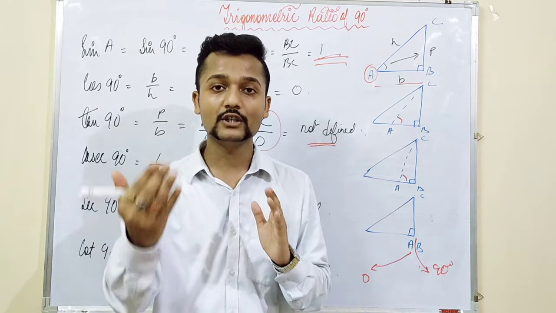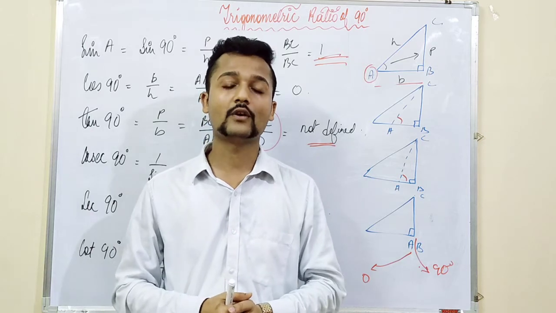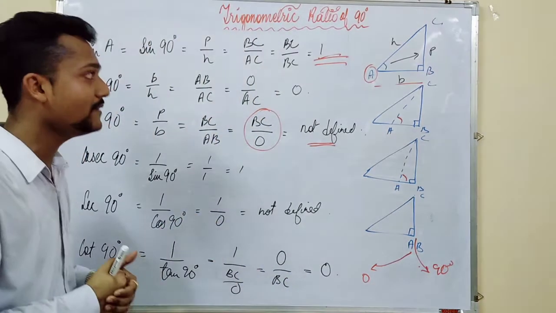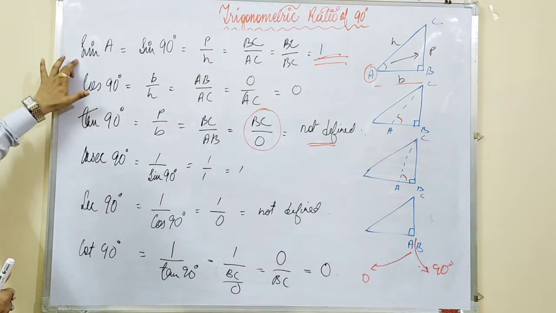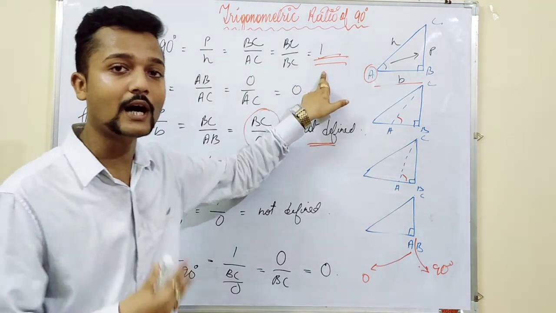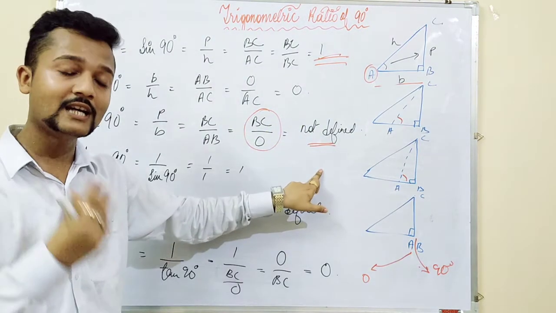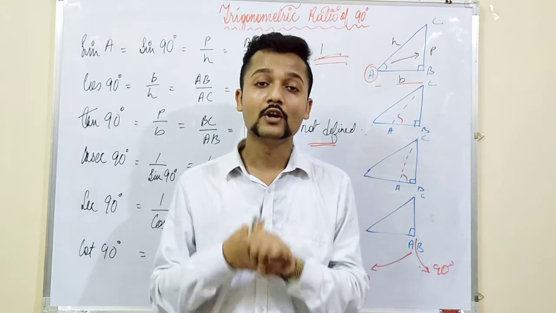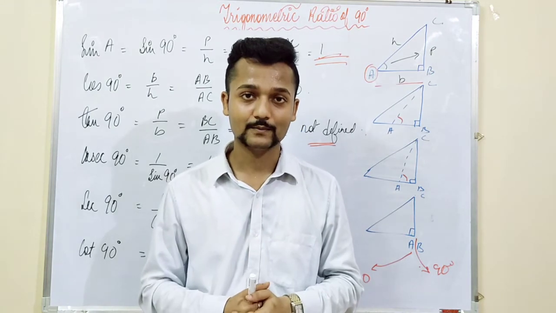Before giving you the table and asking you to solve the sums related to them, I feel that how we have derived the various values of the various trigonometric ratios, that is, sine 90 degree is equal to 1, how we have got 1, how we have got 0, how we have got not defined, that particular part is very much important as far as my knowledge is concerned. So today's video teaches you how it has been derived.